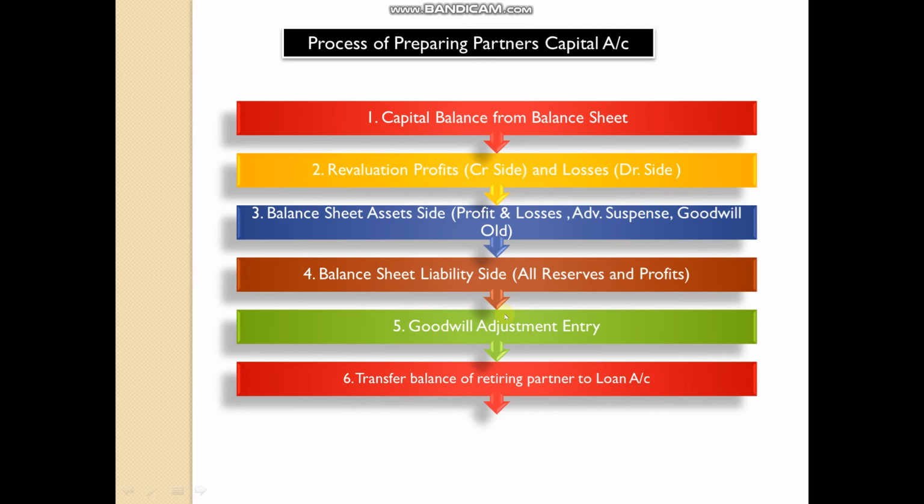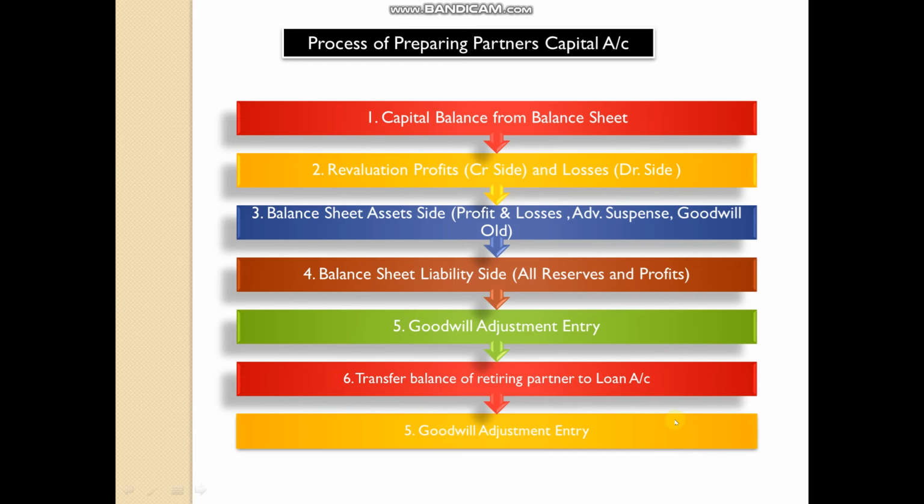Then the goodwill adjusting entry. We already have a proper lecture on this. And transfer the balance of the retiring partner. This is very important. If a partner retires, we will not pay them unless the question specifies. We will transfer the whole balance of the retiring partner to the loan account. Otherwise, this is a wrong entry.